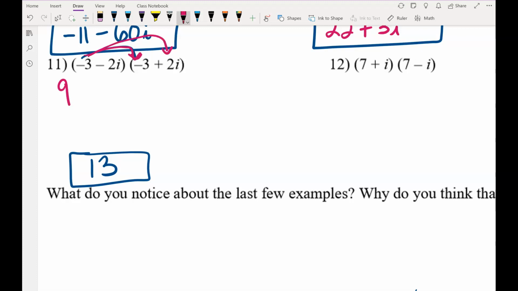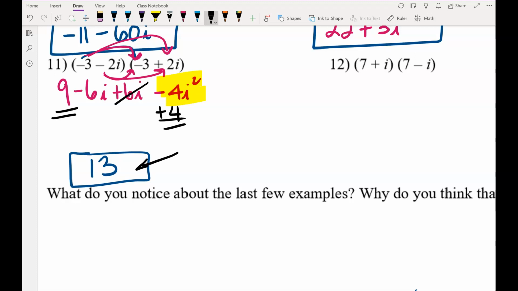Negative 3 times 2i is negative 6i. In the middle, a negative times a negative, students, that would be a positive 6i. Negative 2i times positive 2i, that's negative 4i squared, which we can change immediately to what? 4, right? 9 plus 4 is 13. Terms in the middle cancel. Okay.